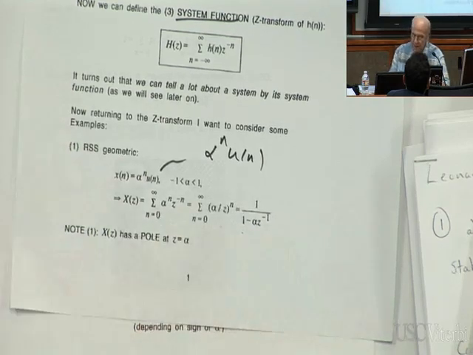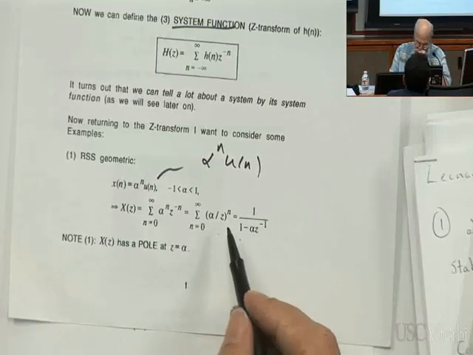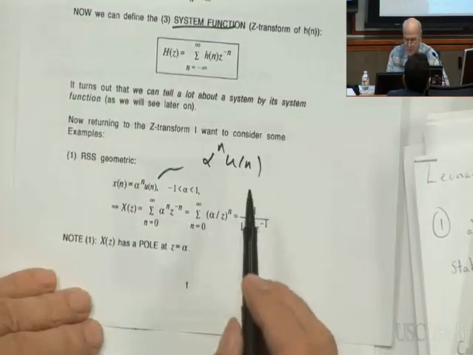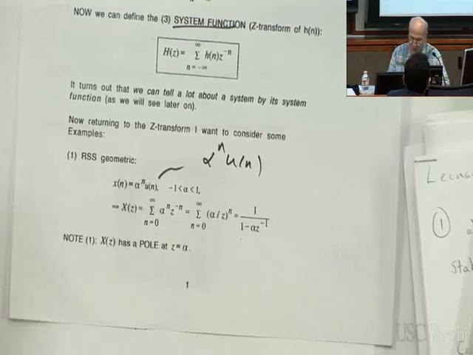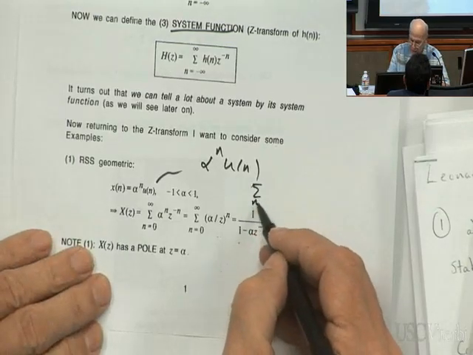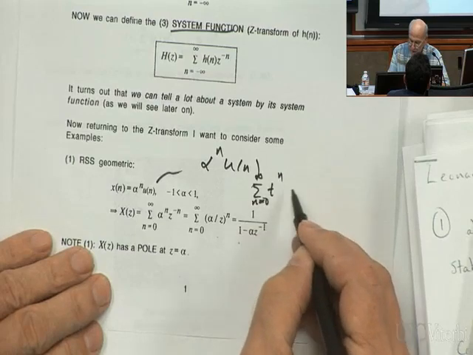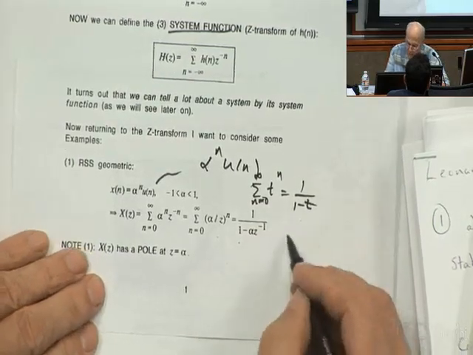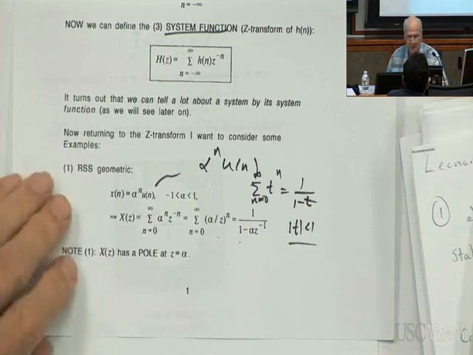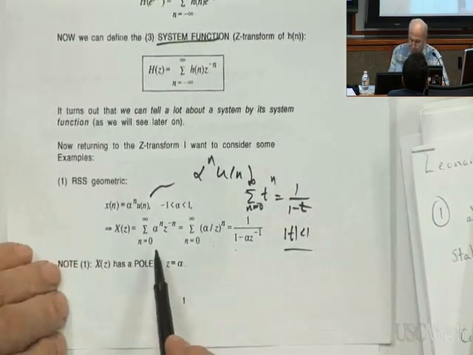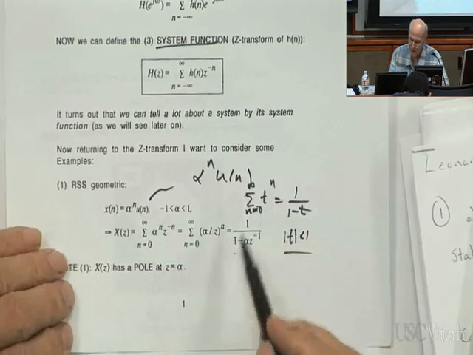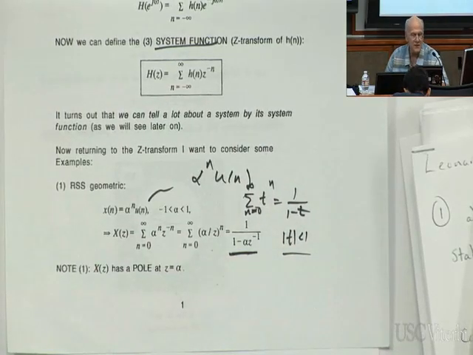And what is the Z transform of that? By the way, the simple ones, as long as they're geometric, you can do by using the geometric sum formula. Remember that? The sum from n equals 0 to infinity of t to the n is equal to 1 over 1 minus t, provided that the magnitude of t is less than 1. That's the so-called geometric formula. Using that, if you let t equal alpha times z inverse, you end up very quickly with this result for the Z transform.